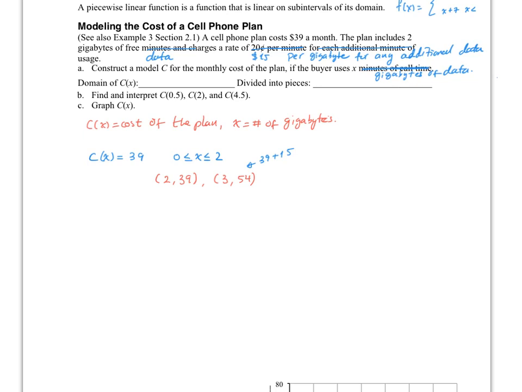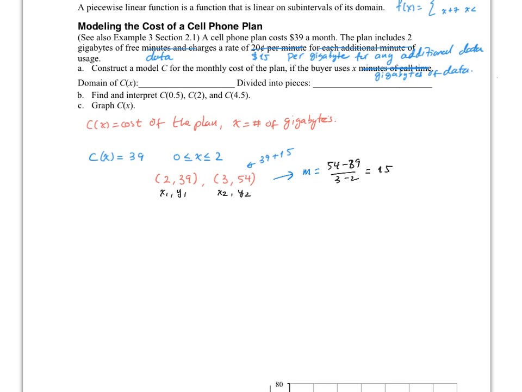Right, so we find the slope again in the same way we did in the previous example. This will be x1, y1, x2, and y2. So the slope will be now 54 minus 39 divided by 3 minus 2, which is 15. Which shouldn't be surprising because you have to pay $15 for each extra gigabyte.